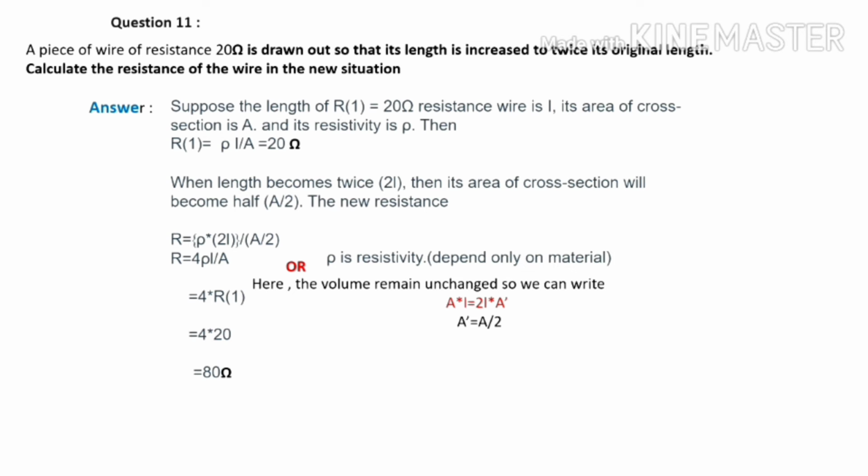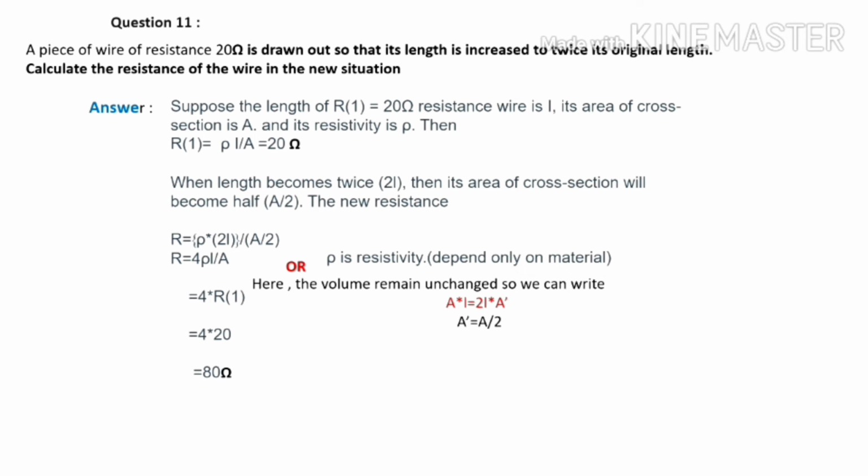You already know R equals rho L by A. In the first case, R equals 20 ohm, rho L by A. In the second case, when the length is increased, you already know length becomes twice L, then its area of cross section will be half. You already know this. So the new resistance R equals rho L by A. You put the value and get the result, or you can take another technique.